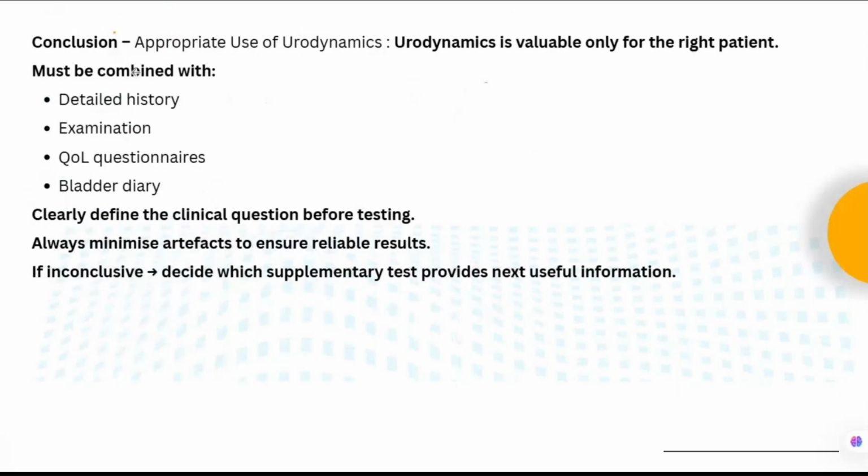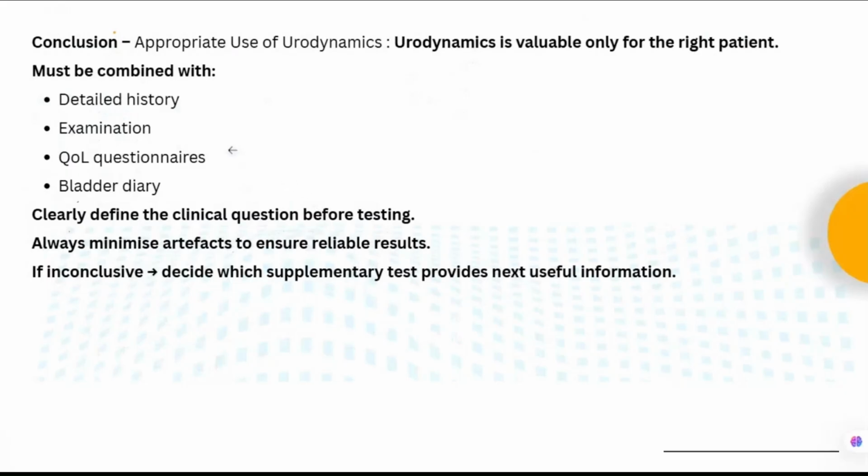Conclusion is that appropriate use of urodynamics is valuable only for the right patient. It must be combined with detailed history, examination, quality of life questionnaires, and the bladder diary. All these things we need to take into account along with the urodynamics. We need a clearly defined clinical question before testing. Always minimize artifacts to ensure reliable results. If inconclusive, then decide which supplementary test provides the next useful information.